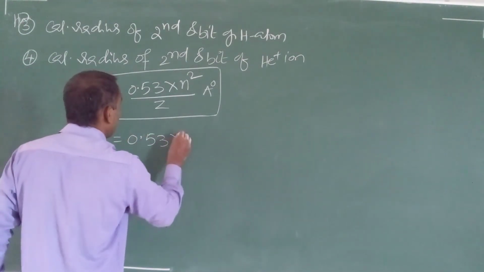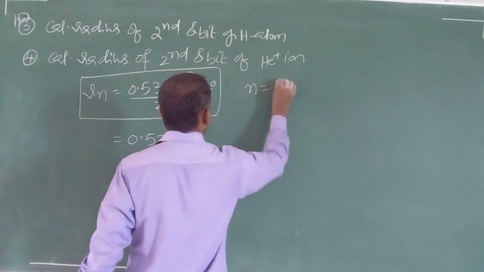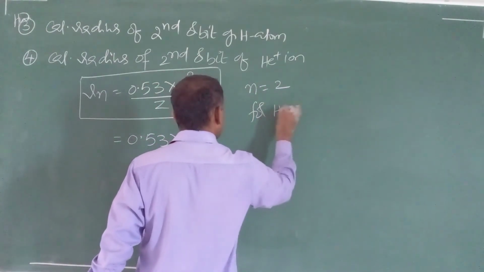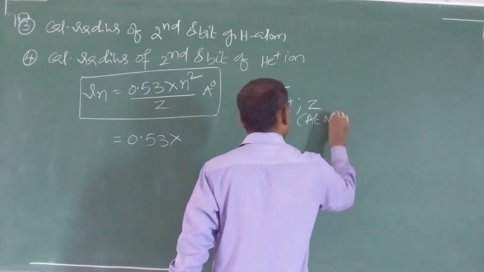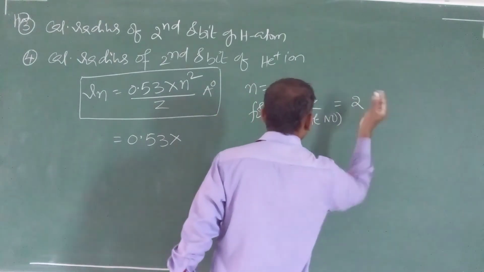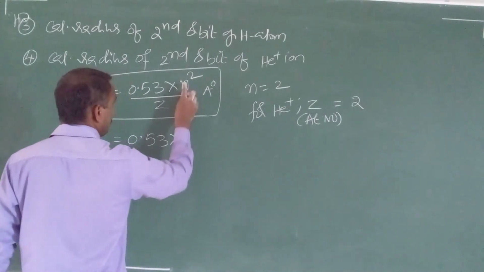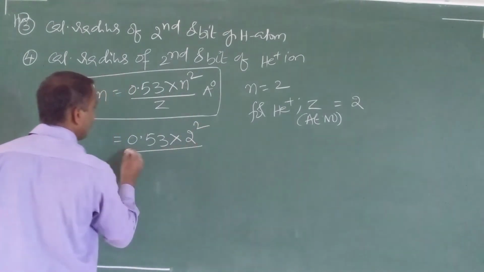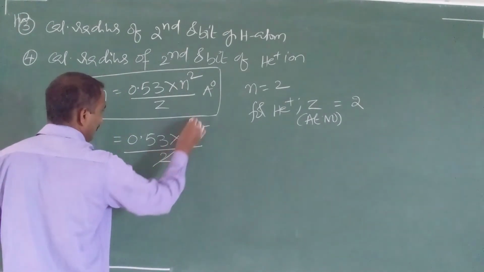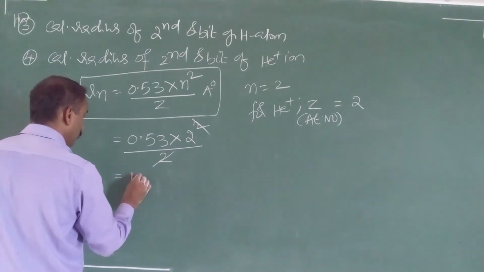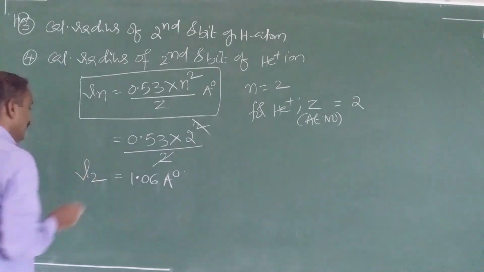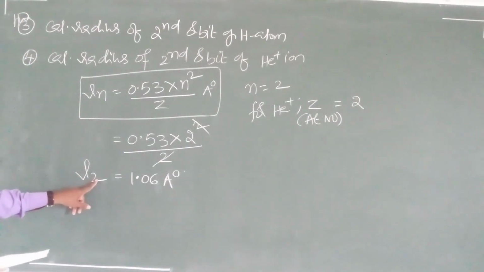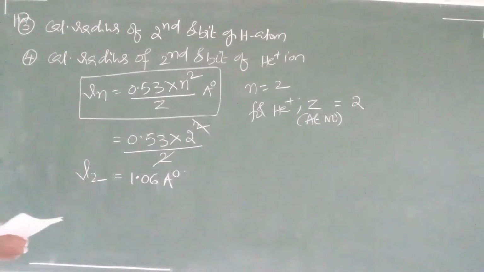0.53 into n square, which orbit? Second orbit. For He plus, z is nothing but atomic number. For helium atomic number 2. 0.53 into 2 square by 2. 2 gets cancelled. 0.53 into 2 is 1.06 angstrom. So this is the radius of second orbit of He plus, 1.06 angstrom units.